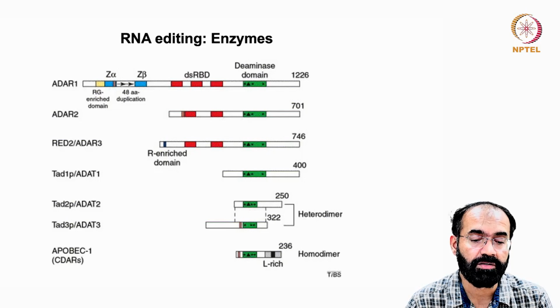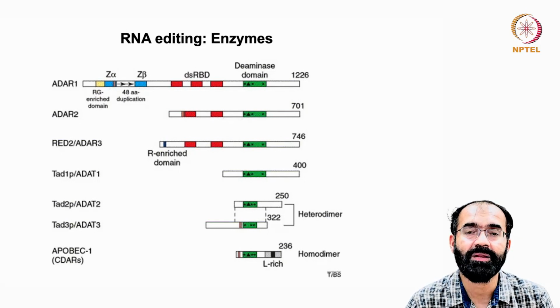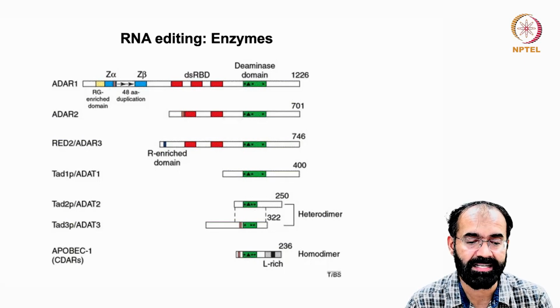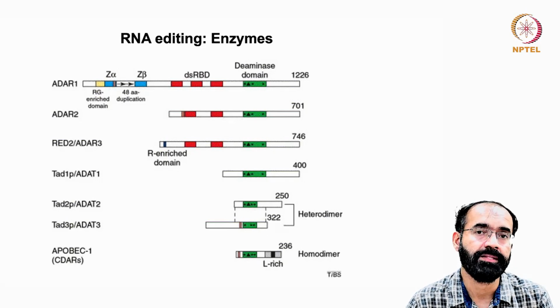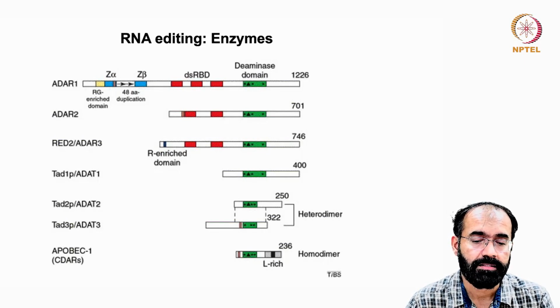Some enzymes have a very large molecular weight, and they also have a specific region, the double-strand RNA binding domain, and this is the deaminase domain. Deaminase is the actual catalytic role played by this enzyme. So this box is nothing but a cartoonish way of explaining the structure of this protein. These are protein enzymes, okay, RNA modifying or RNA editing enzymes. And this is a large protein. It has 1226 amino acids. This has only 701, and so on and so forth.